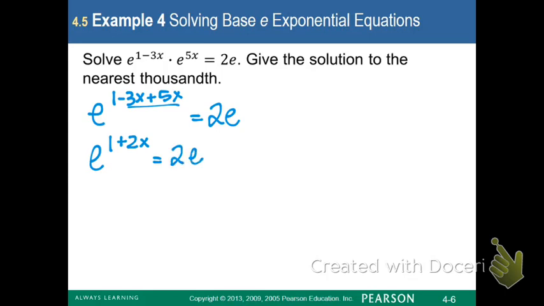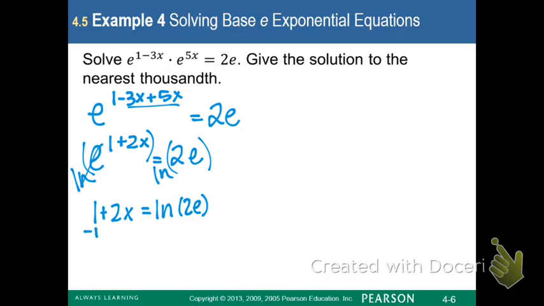So now I want to get rid of that e to the 1 plus 2x. That's an exponential. So to undo it, I use a logarithm. Since the base is e, remember that that special logarithm with a base of e is called the natural log. So what I'm going to do is actually take the natural log of both sides here. These will undo, cancel out, so I'm just left with 1 plus 2x equals natural log of 2e.